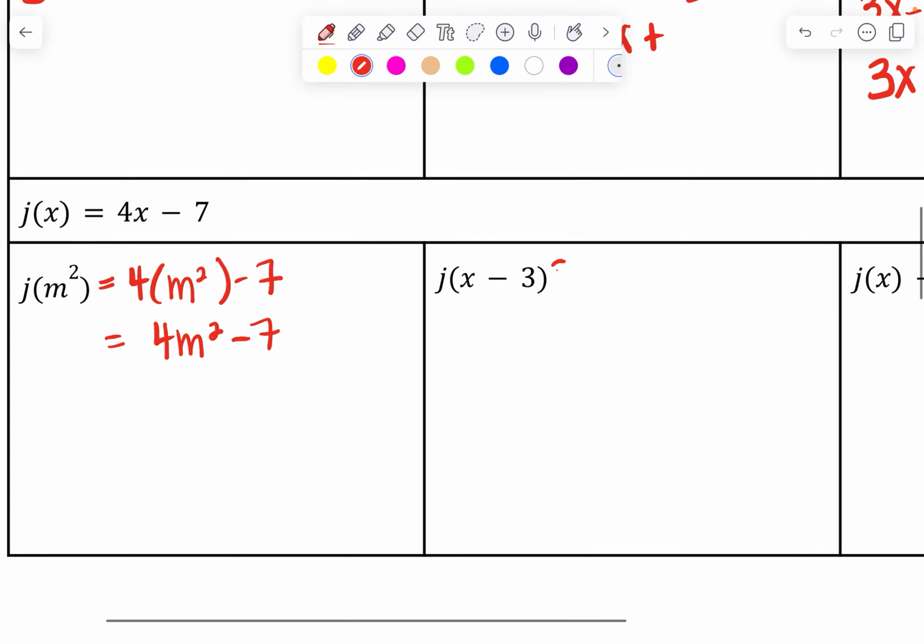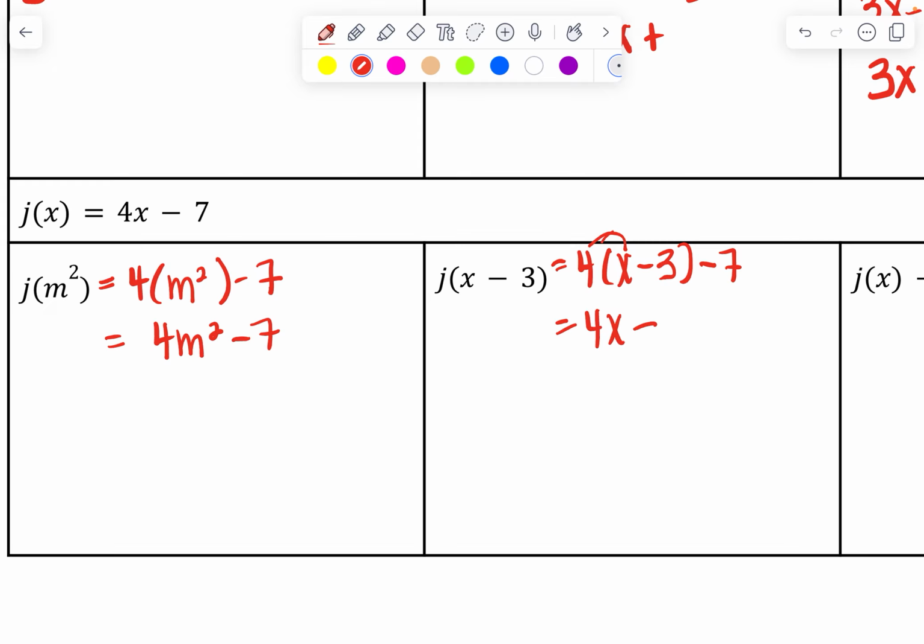J of x minus 3 would be 4 times parentheses x minus 3 minus 7. Again, you have to have parentheses. You will get a different and wrong answer if you don't put the parentheses. 4 times x is 4x. Take away 4 times 3 is 12. And we still have the take away 7. So that simplifies to 4x take away 19.